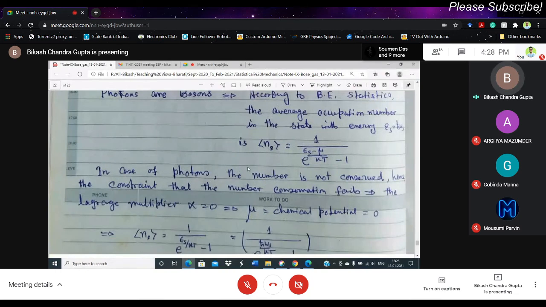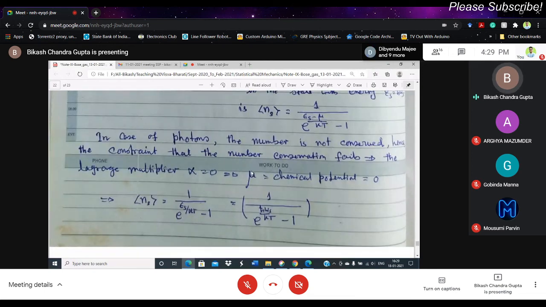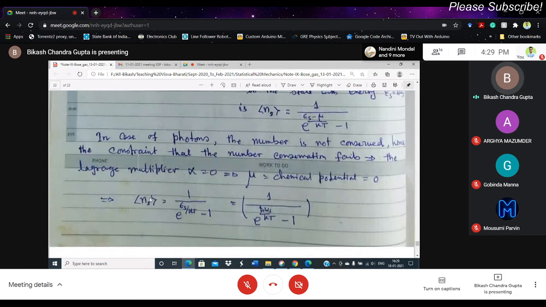However, in this case, one more important thing is that the number of photons is not conserved. And therefore, when we talked about the Lagrange multiplier, alpha is zero, because otherwise it would need energy or gain energy. If it is zero, then the number of photons can be anything, it is not conserved, and the consequence is that the chemical potential mu has to be zero, and therefore the average occupation number takes this form.